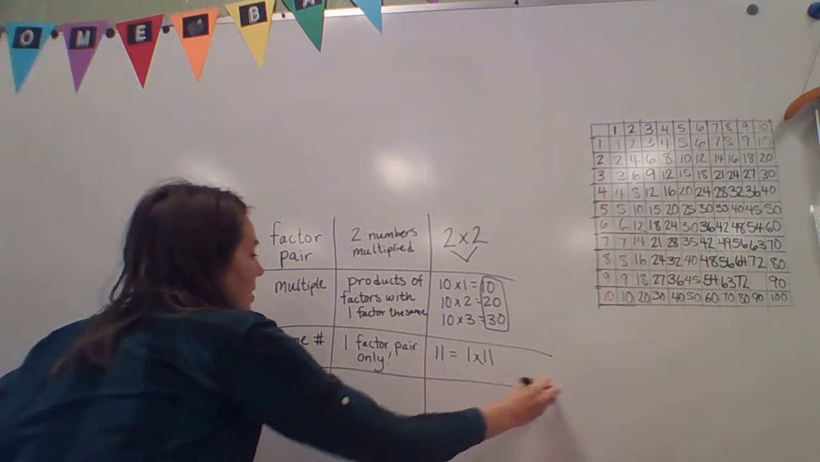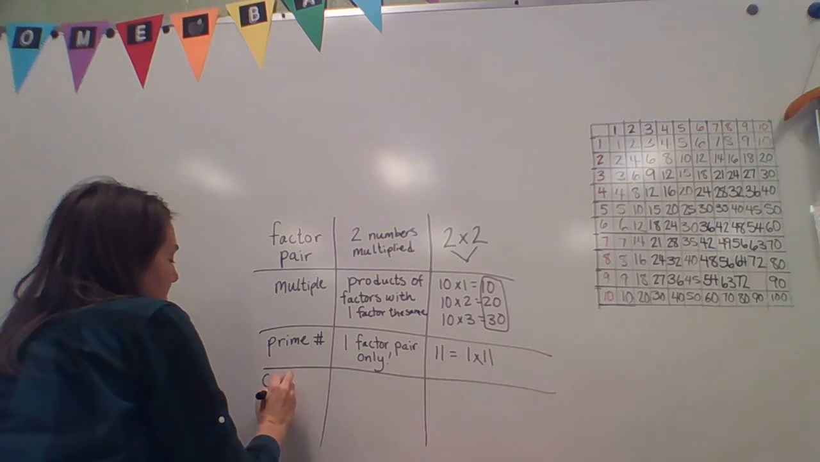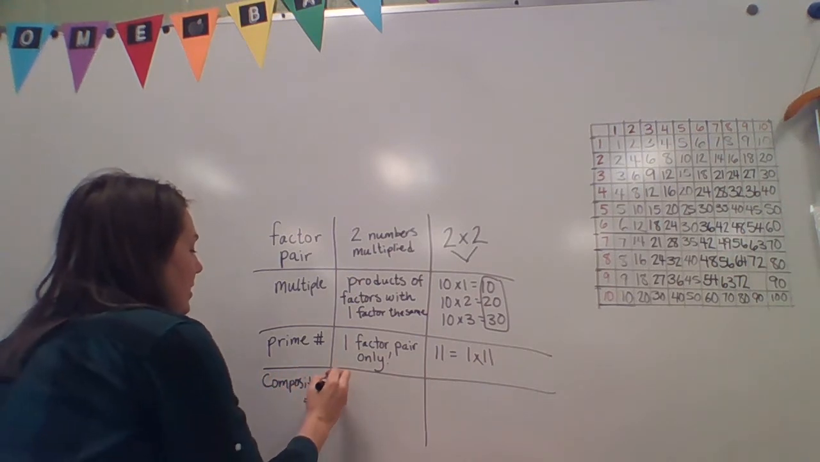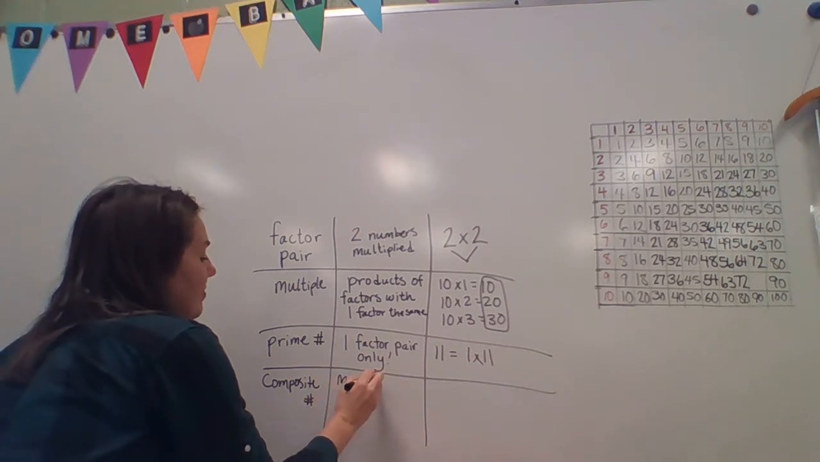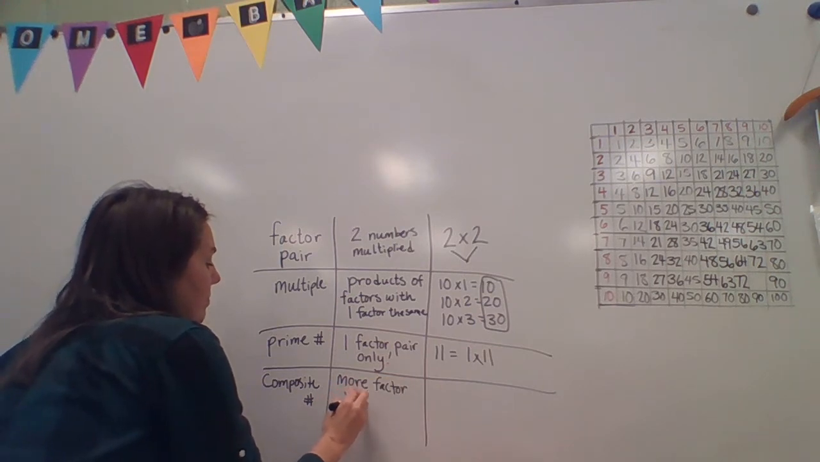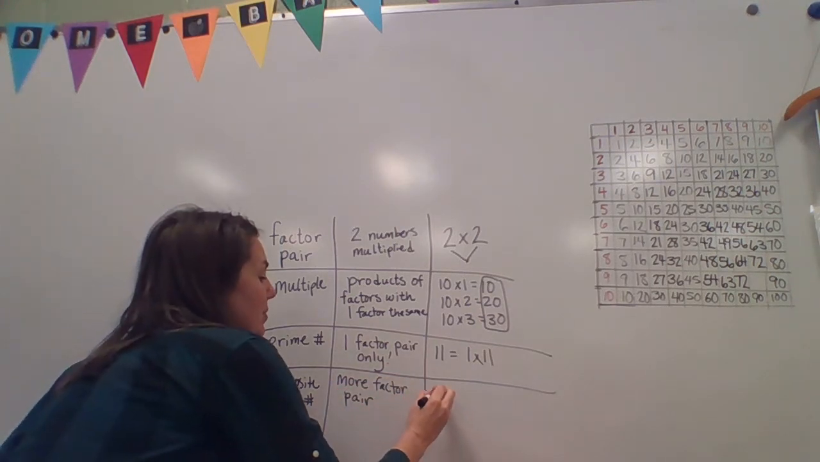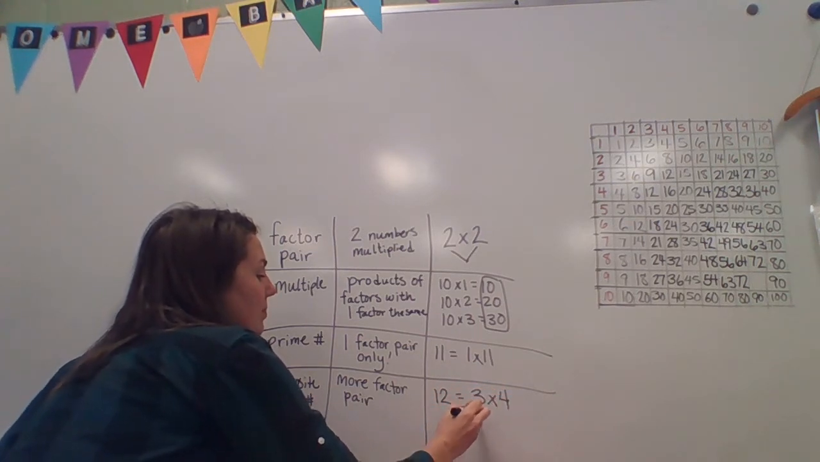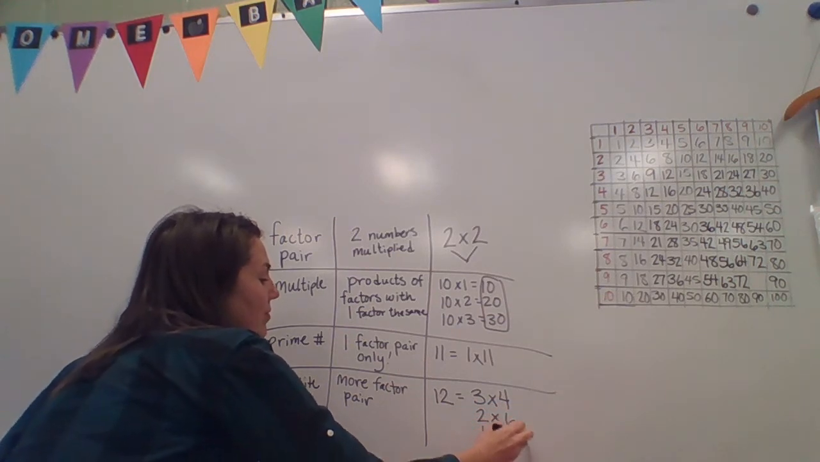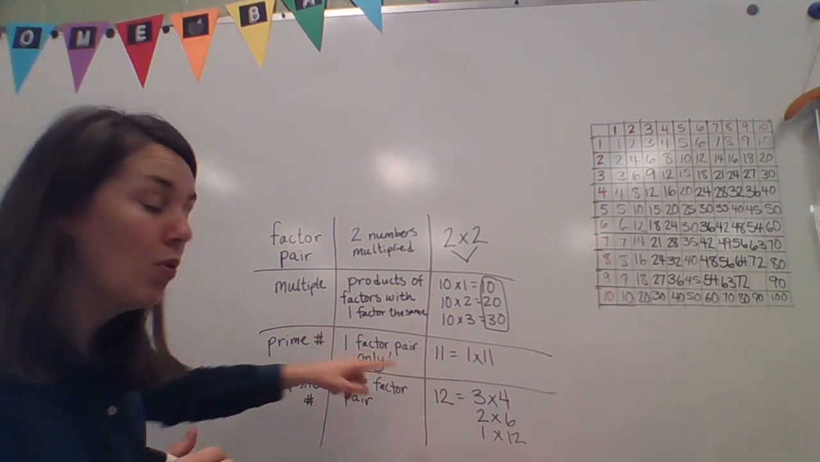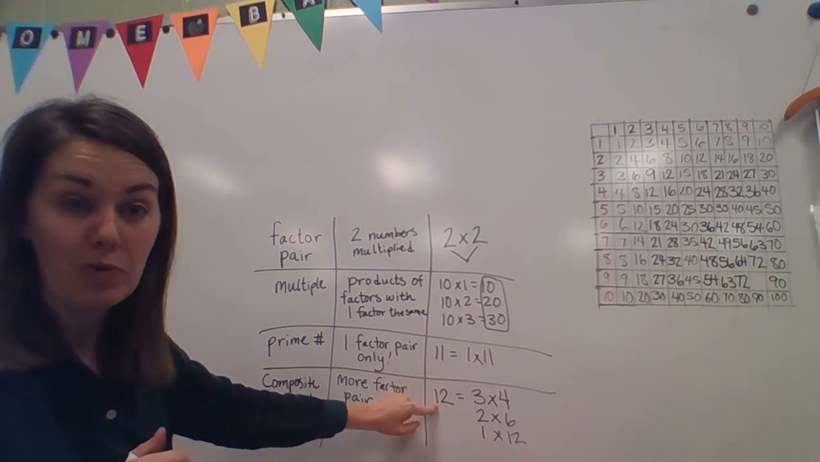Okay? The composite number has more than one factor pair. They might only have 2, but they have more than 1. So for example, 12, we could get by multiplying 3 times 4, 2 times 6, or 1 times 12. And so we would have more than one factor pair that could make 12.